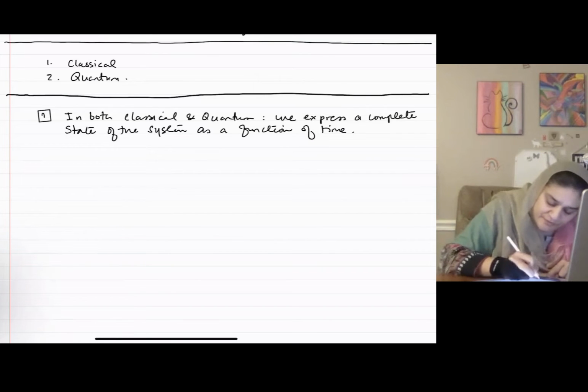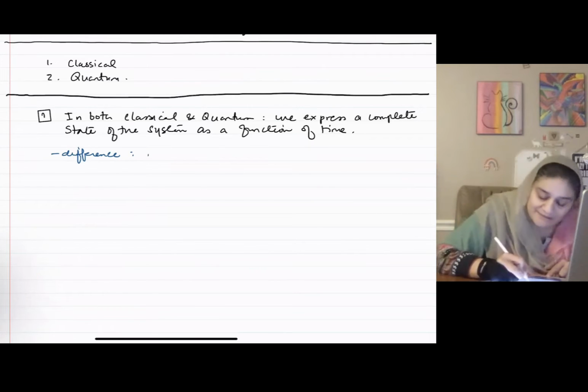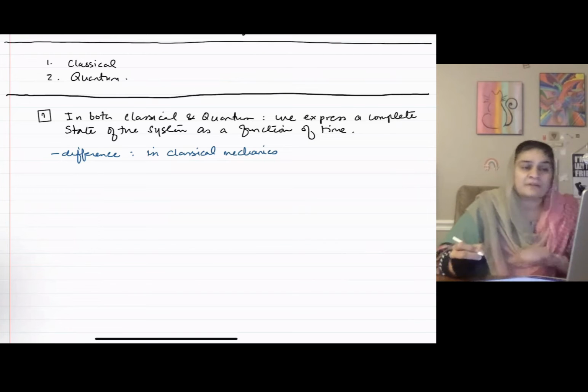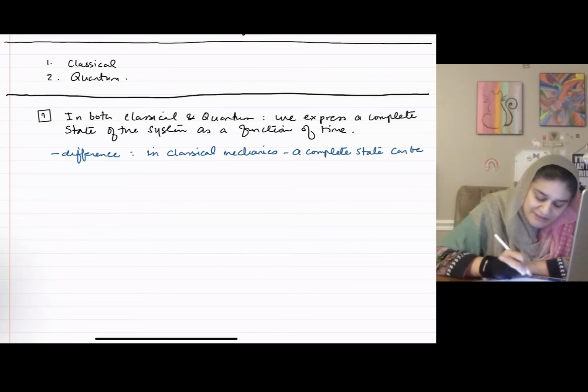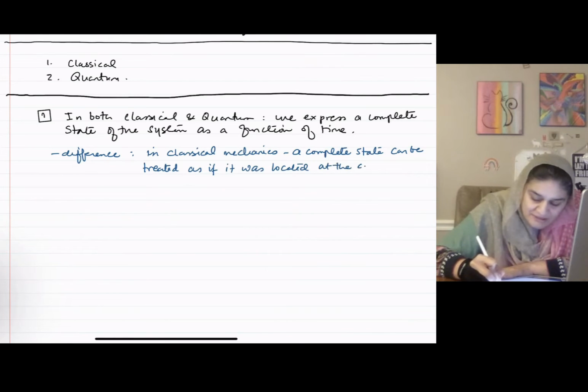So the difference is that in classical mechanics, a complete state can be treated as if it was located at the center of mass.